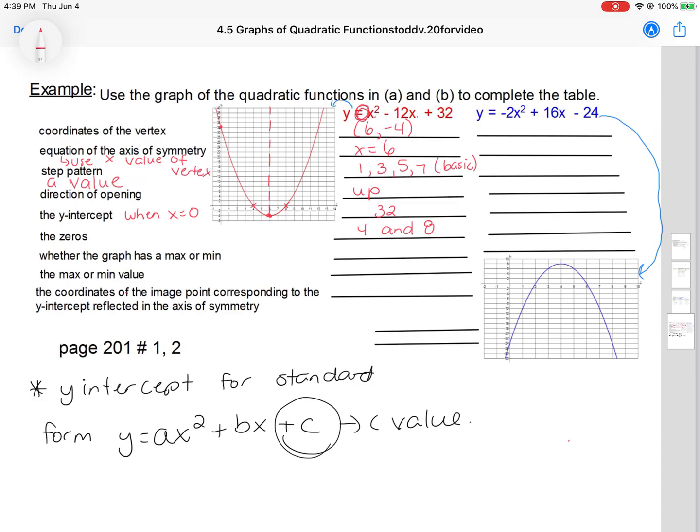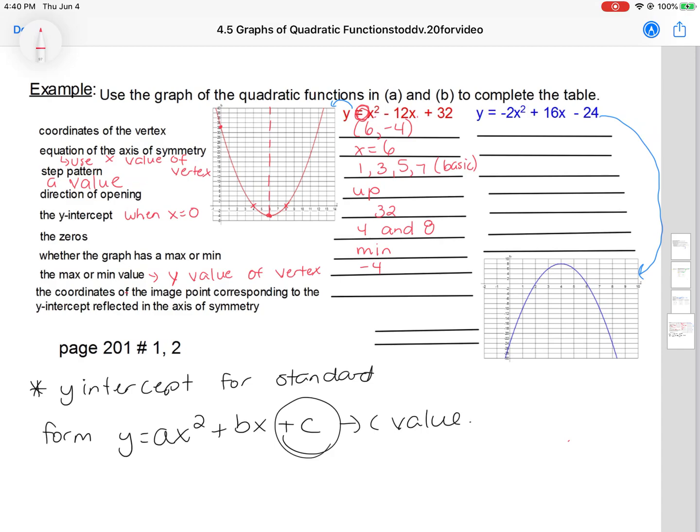It is a minimum because it opens up. And the minimum value, remember you want to use the optimal value or the y value of the vertex, which is -4.